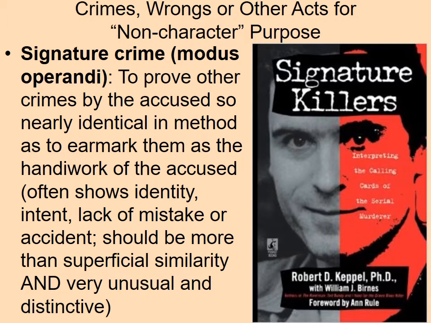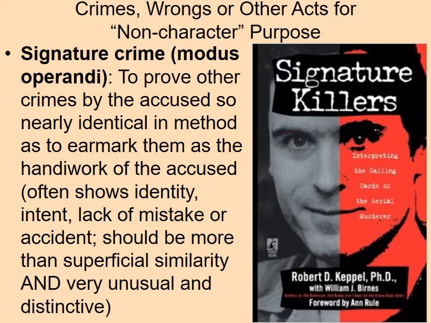Okay, the next letter S stands for signature crime. Evidence used to prove other crimes or acts by the defendant that are so similar in method that they can be earmarked as the mark of this particular defendant. Now, this is one of the things that, in fact, isn't spelled out in the rule itself, as it's not listed in the rule. It's also sometimes referred to as the modus operandi evidence.